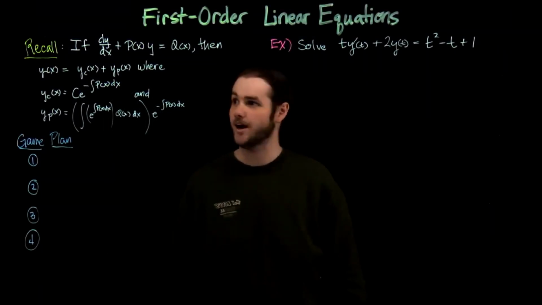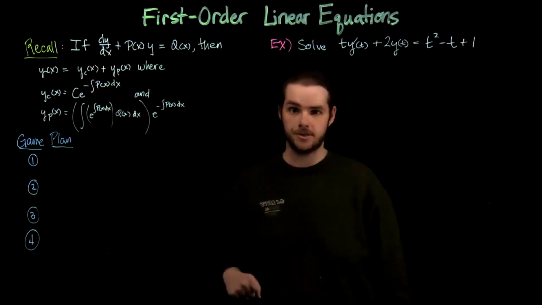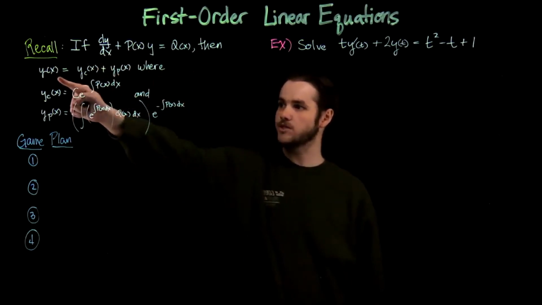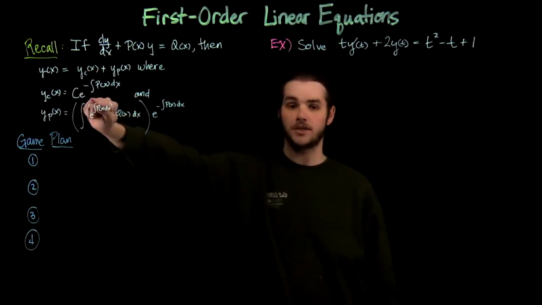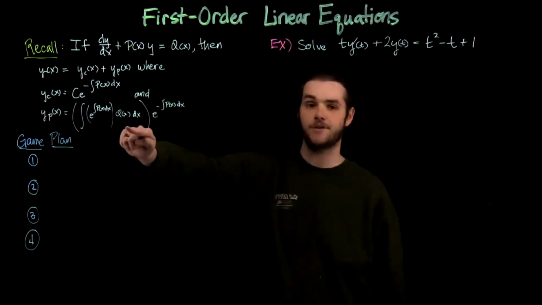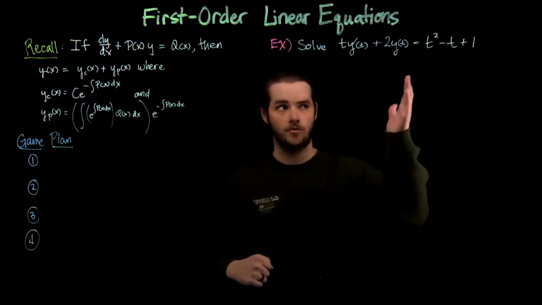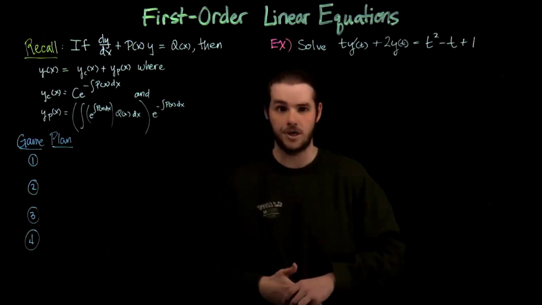Alright, quick recap. Last time, we saw if this is a linear differential equation, then the general solution is just the complementary solution, which is what I get when q is 0, plus the particular solution, which is what I get when I vary parameters. Let's use that to solve this linear ODE.